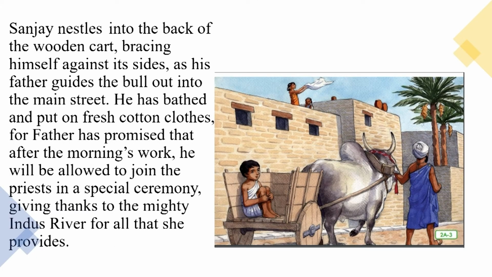Sanjay nestles into the back of the wooden cart, bracing himself against its sides, as his father guides the bull out onto the main street. He has bathed and put on fresh cotton clothes, for father has promised that after the morning's work, he will be allowed to join the special ceremony, giving thanks to the mighty Indus River and all she provides.